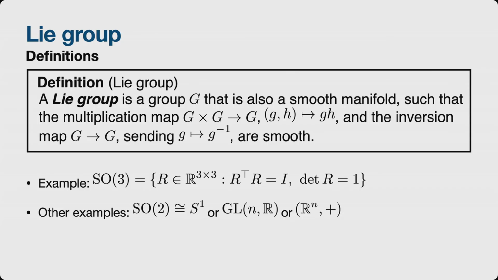There are other Lie groups that we care about. There are SO2, the circle group. This is the group of all matrices that are invertible, because we need this invertibility to talk about Lie groups. And this is basically Rn together with the plus operation. That's also a Lie group.